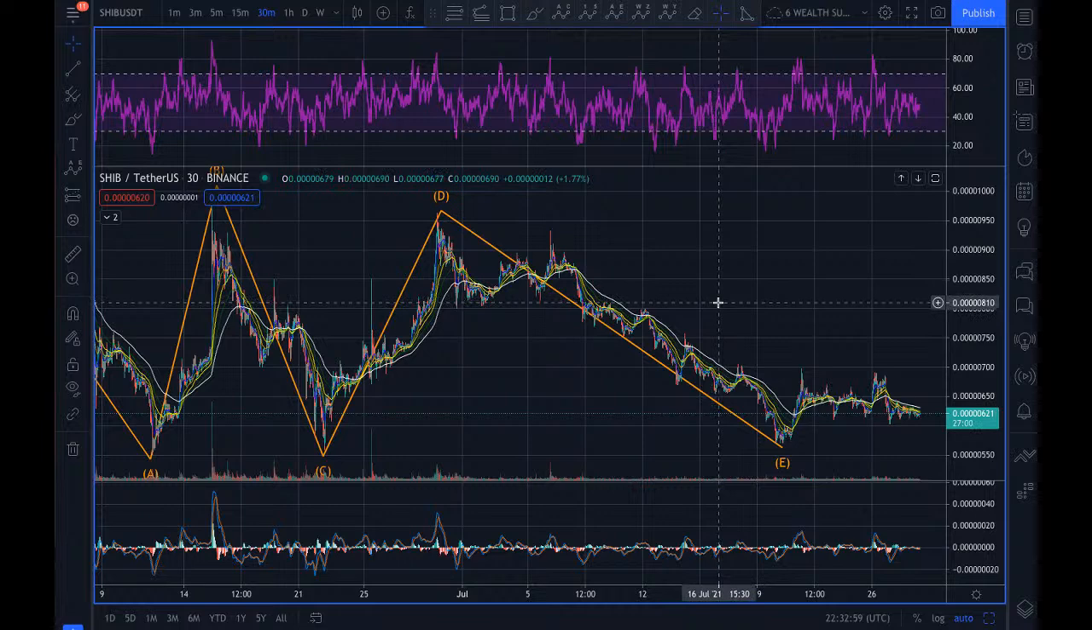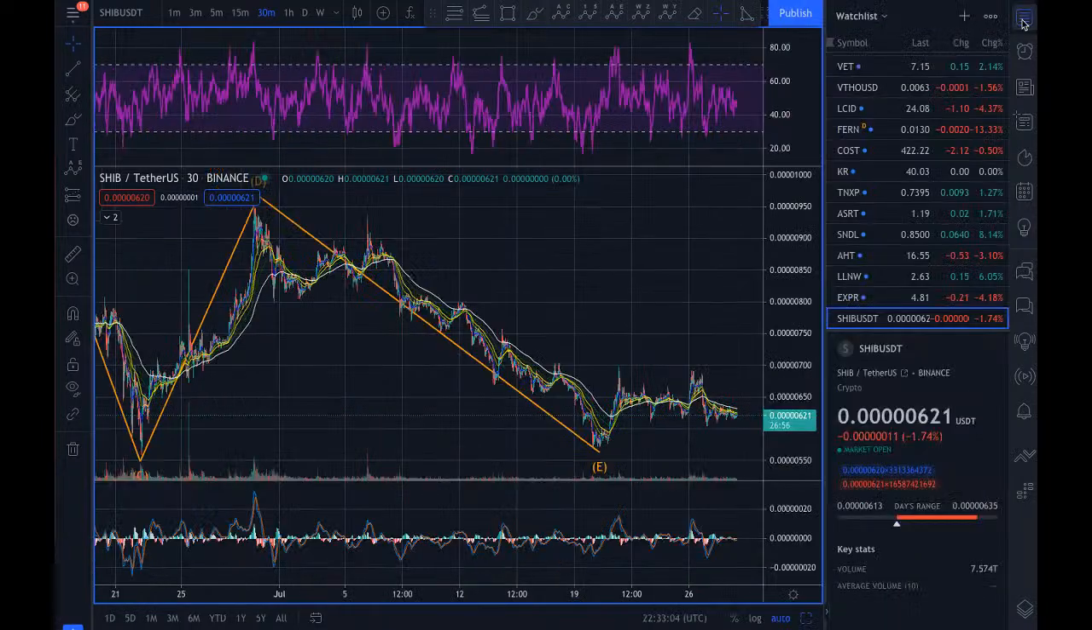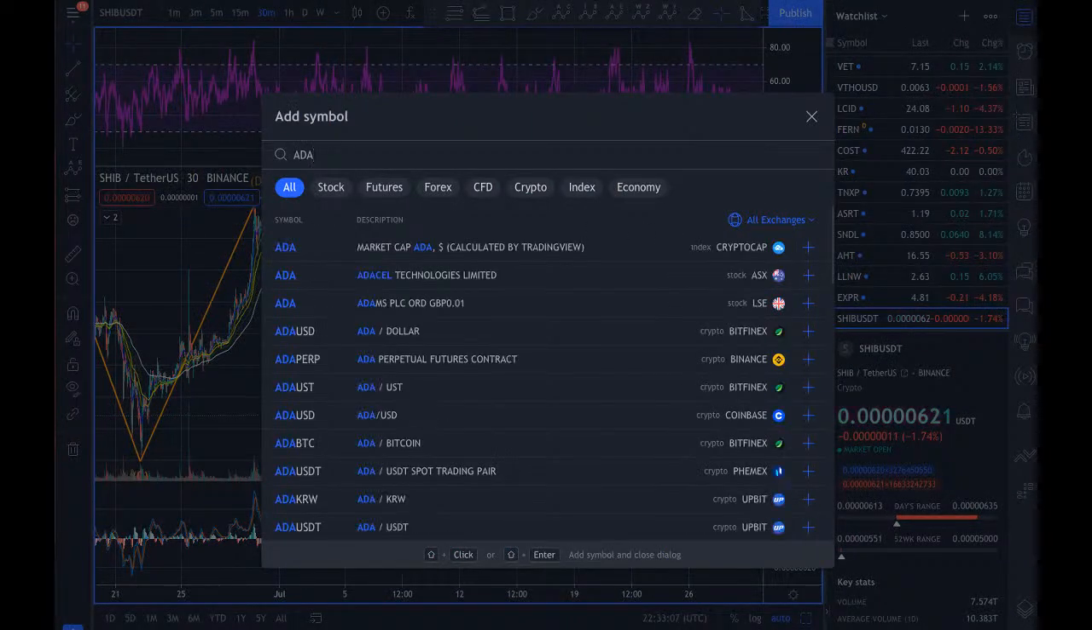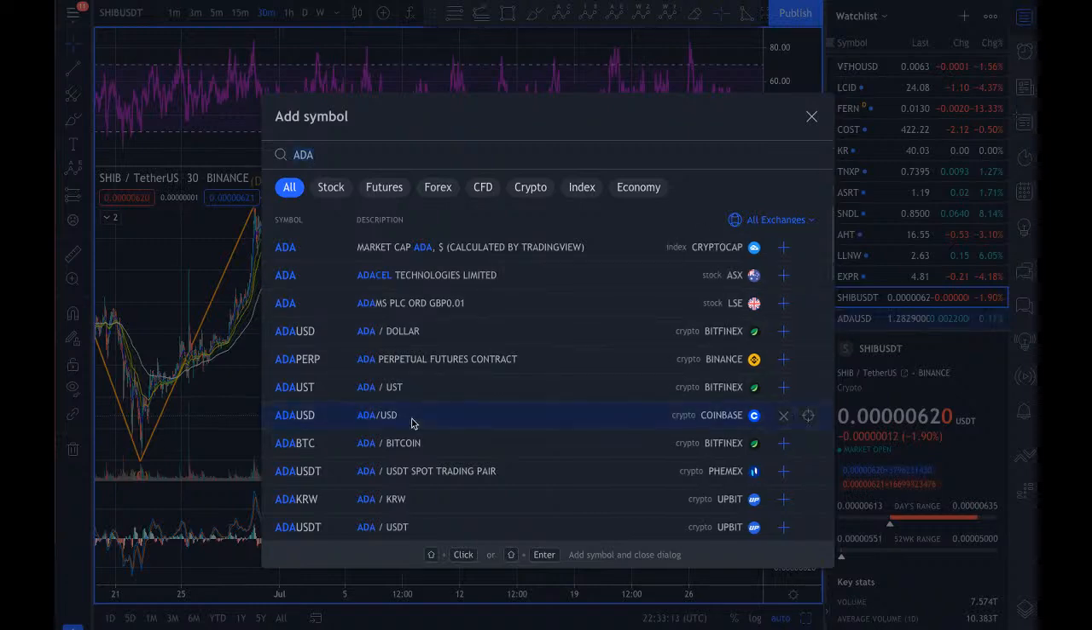All right, let's go to the next symbol. Cardano, I think it's called. Let's make sure here. Coinbase.